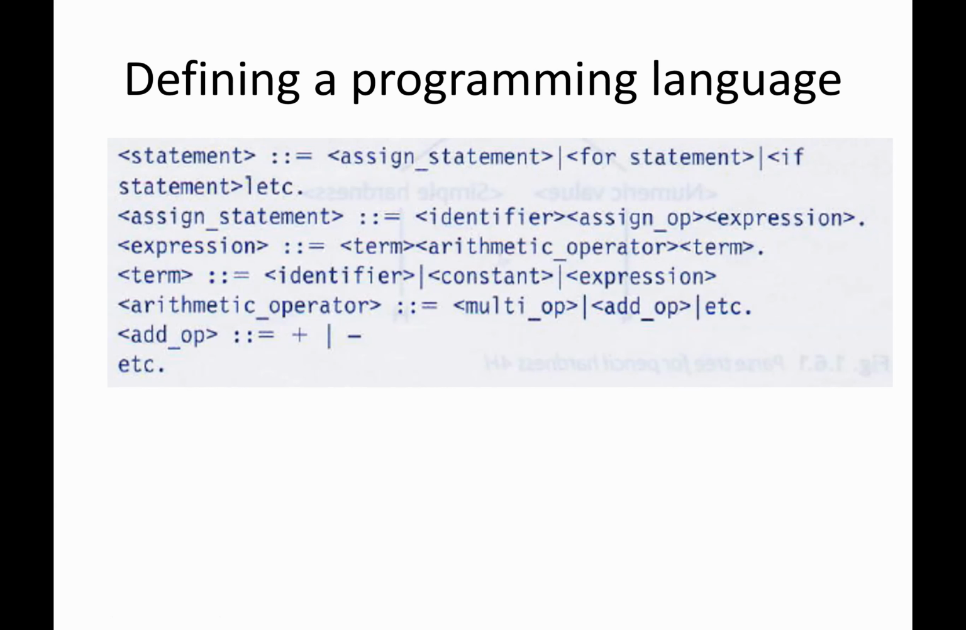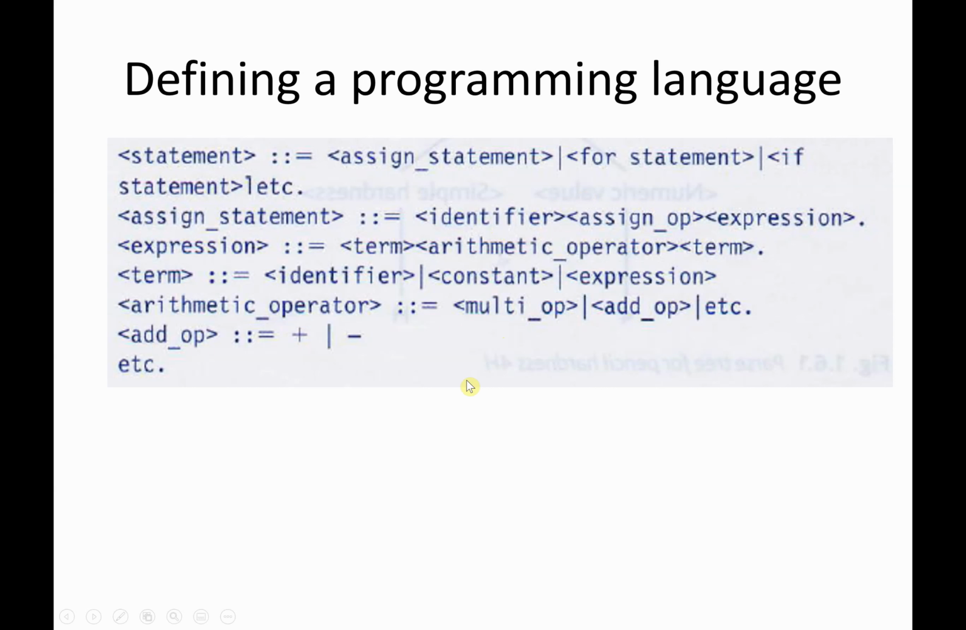Okay. Now here's an example of defining a programming language. So you can say a statement is either an assignment statement, a for statement, an if statement, etc. And then you've got an assignment statement is an identifier. Remember an identifier. An assignment operator, an expression. What's an assignment operator? Well, it could be the multiply operator, the add operator, and again, all of these are defined.